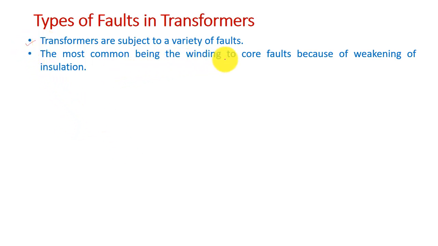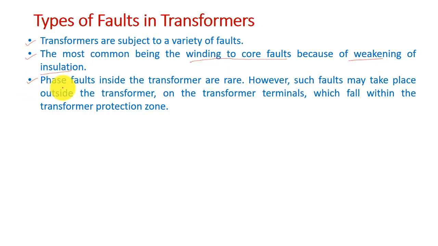fault is the winding to core fault. This is the most common fault, and it happens because of the weakening of the insulation. As the insulation becomes weak, the winding to core fault most of the time happens. Phase faults inside the transformer are very rare, because a phase to phase fault inside the transformer is very rare. However, such faults may take place outside the transformer, on the transformer terminals, which fall within the transformer protection zone as well.